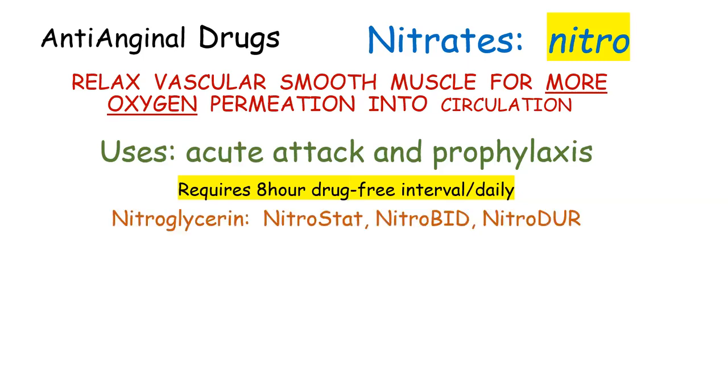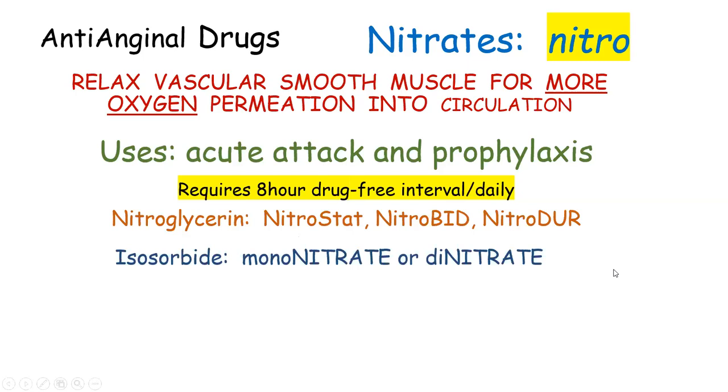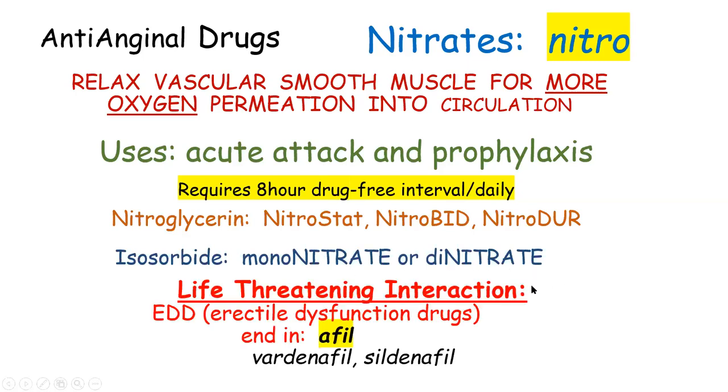Here are some examples, and you'll notice they all have NITRO: nitro, nitrostat, nitrobid, nitrodur, nitroglycerin. We also have isosorbide, but then you'll notice, where's the NITR? It's isosorbide mononitrate or isosorbide dinitrate. So there's that NITR.